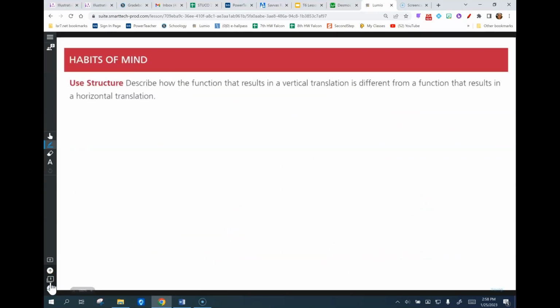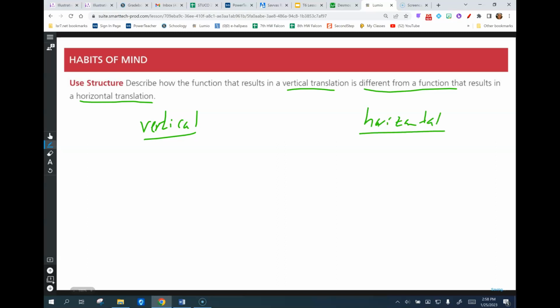So now we're going to describe how a function that results in a vertical translation is different from a function that results in a horizontal translation. Okay, a vertical, we've kind of talked about that, but let's put it all together. Vertical, horizontal. If it's a vertical, that means I'm adding a constant to the entire function. So I'm going to have y is equal to 2 to the x plus k right here. Whereas if horizontal, it's going to add to the exponent.